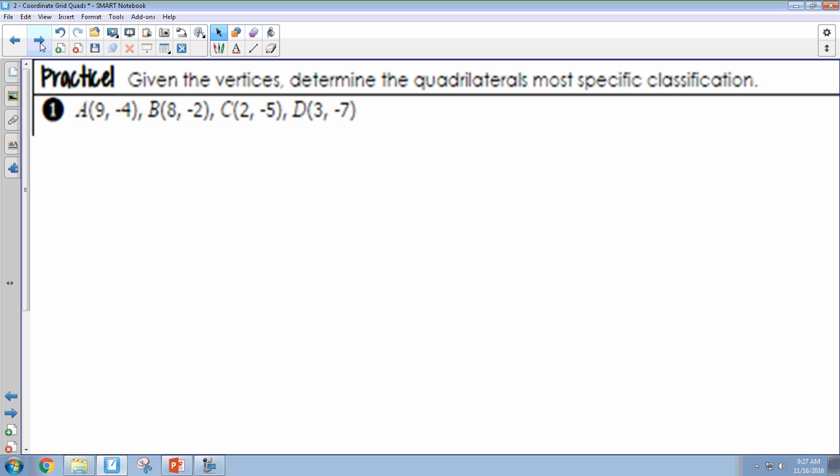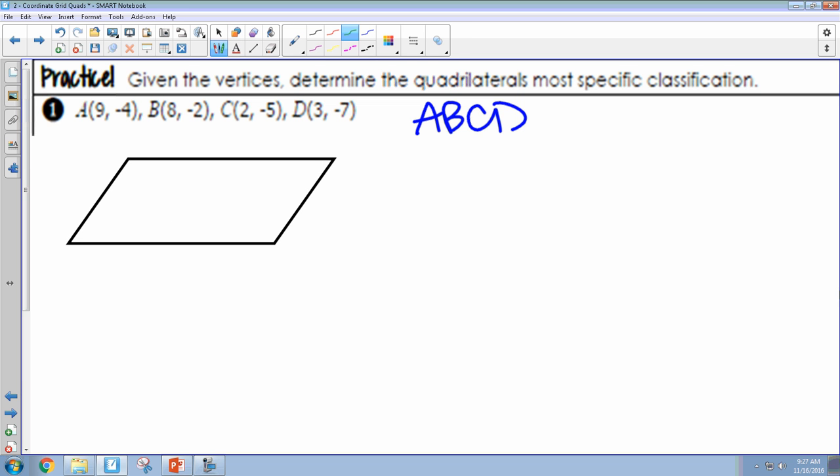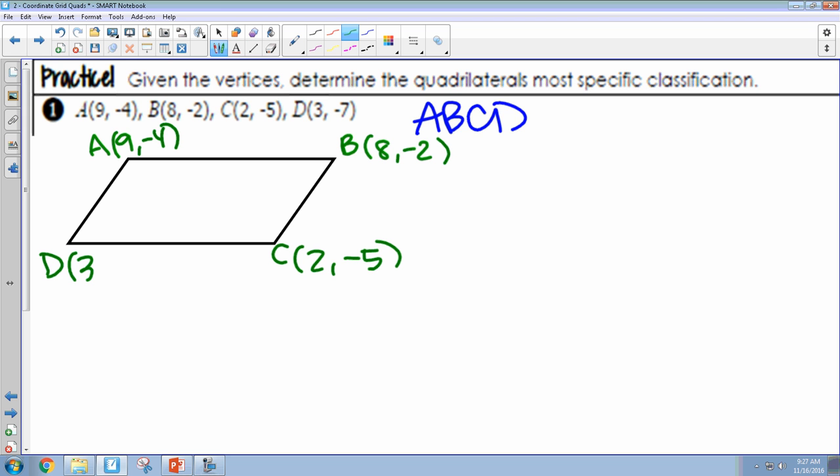Okay. We're going to be given these vertices, and we're going to determine the quadrilateral's most specific classification between those four options. Here, and on your homework, it will clarify this is quadrilateral A, B, C, D, which is crucial for when you are figuring out the order of your information. I'm going to go ahead and just draw a generic one, because we do not yet know what it is. So A is at 9, -4. B is at 8, -2. C is at 2, -5. And D is at 3, -7.